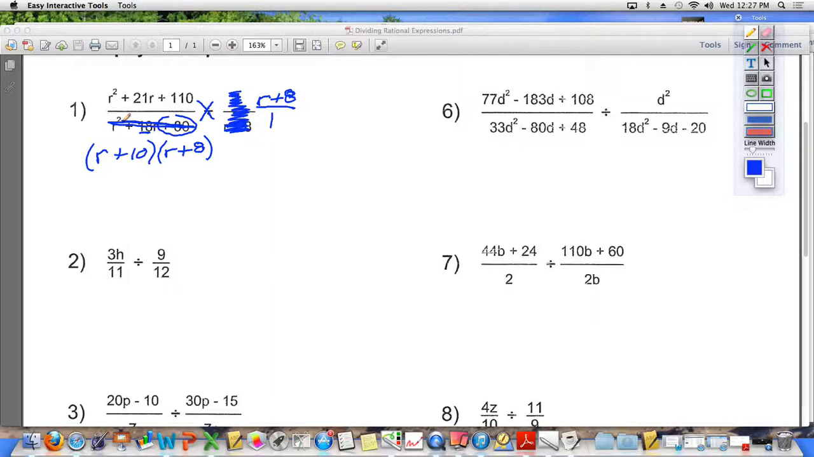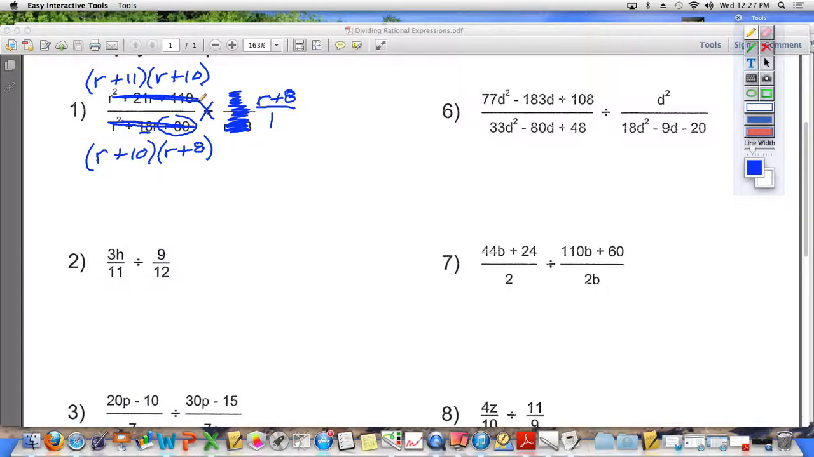The numerator can be factored too. What two numbers multiply to give you 110, and when you add them together, give you 21? 11 and 10. So on the top, we have r plus 11 and r plus 10. I'm going to cross that polynomial off.